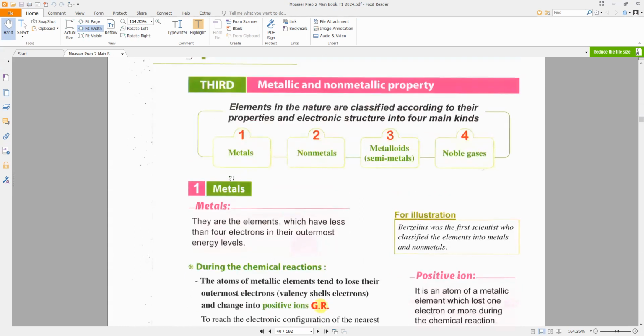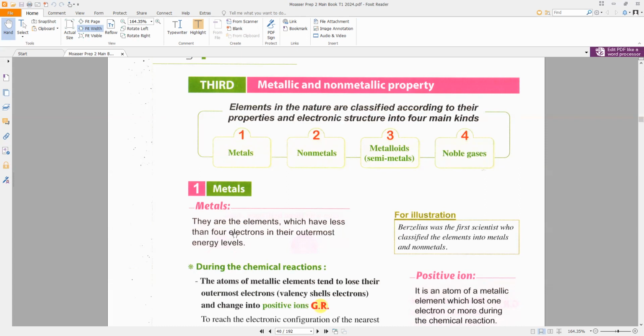And the third property, we talk about metal and non-metallic properties. We classify the element according to its physical property and number of electrons in the outermost shell into four types: metal, non-metal, metalloid, which we call semi-metal because it has some properties of metal, and noble gas.